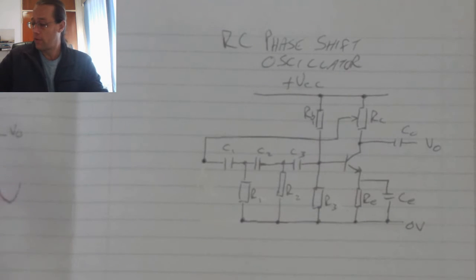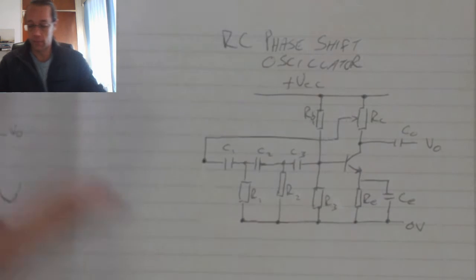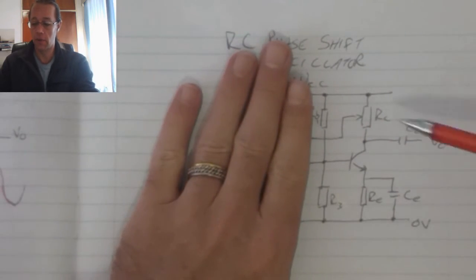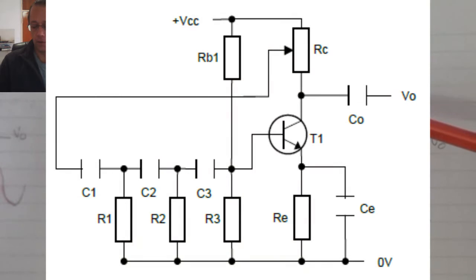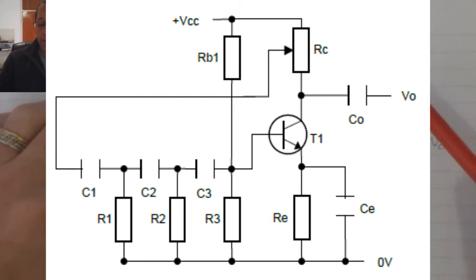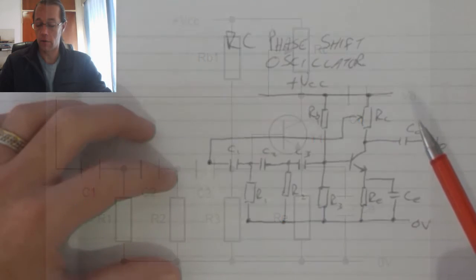The RC phase shift oscillator is built up out of our typical voltage divider biasing in order to bias the transistor, but as a feedback circuit it has a collector feedback biasing that controls the bias on the transistor.